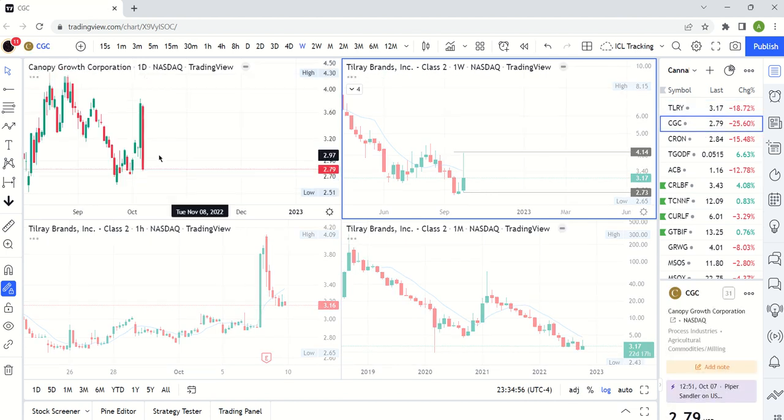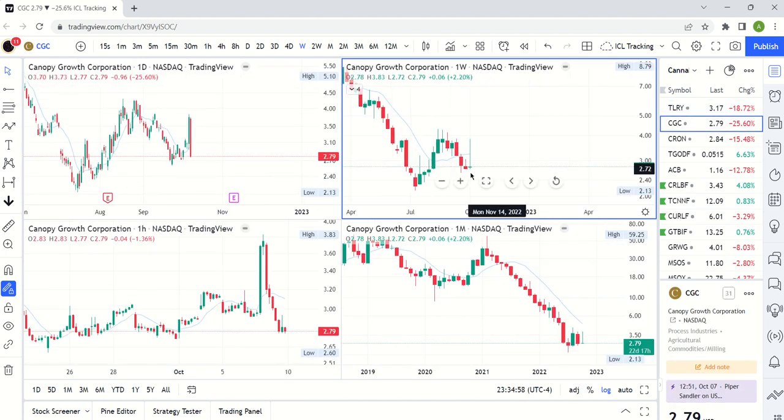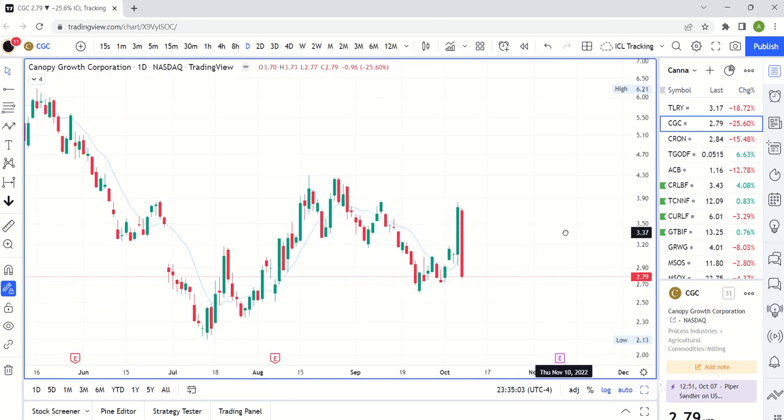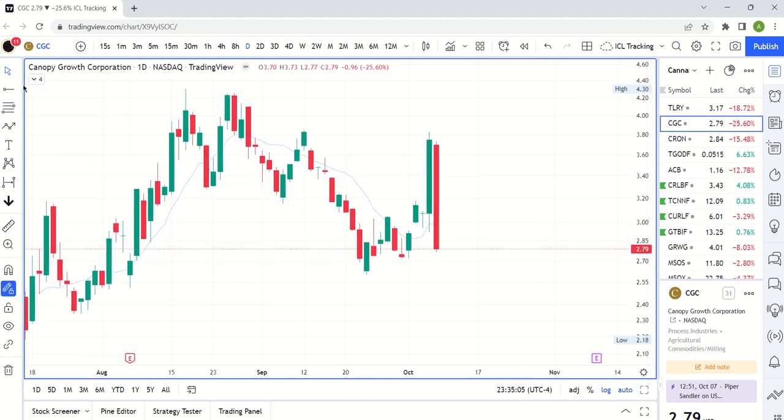So that's Tilray. If we look at Canopy, this is a perfect example. That is a case where, and I'll go back to auto, pardon me. Look at this, just being clear.